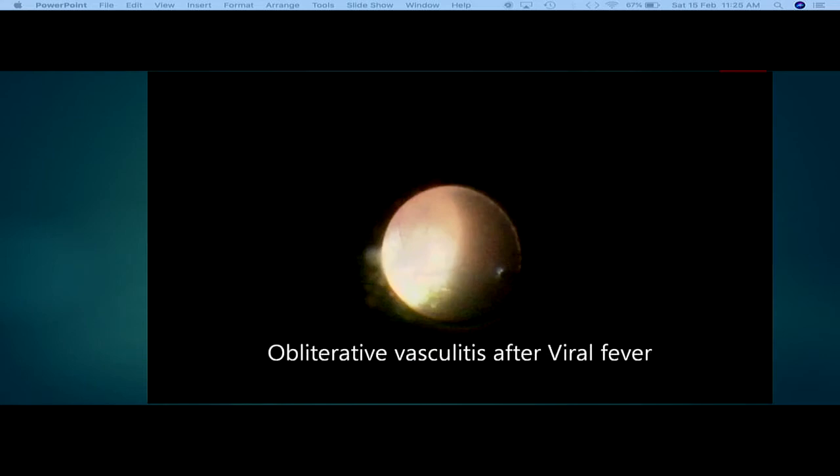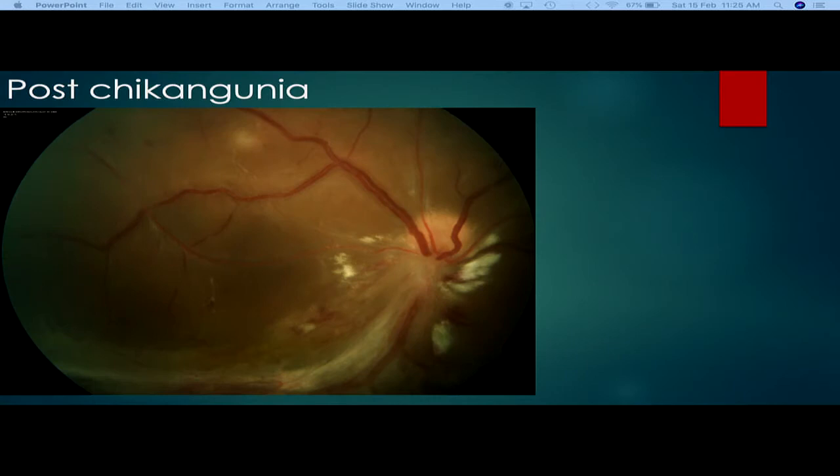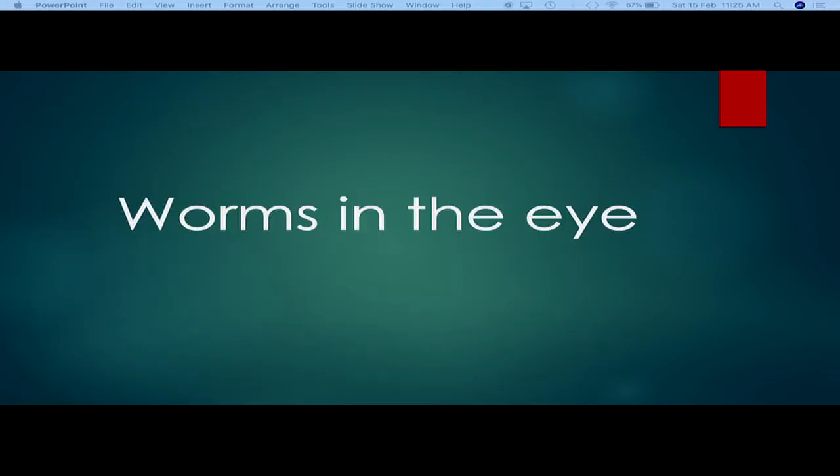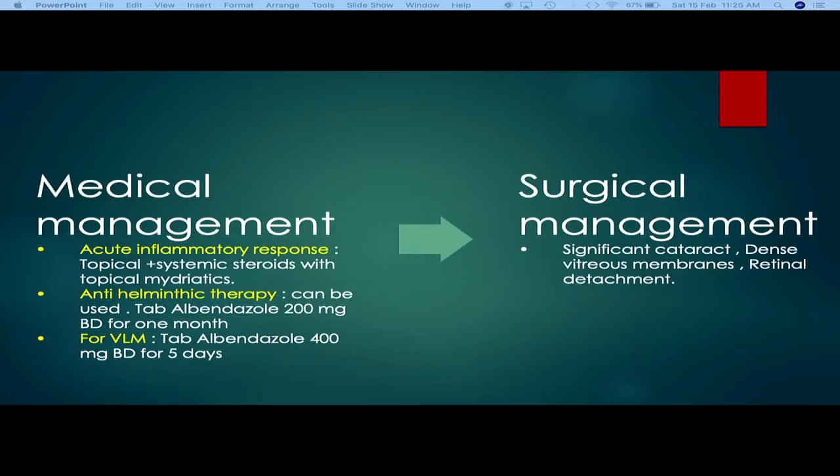There are cases which we have seen with obliterative vasculitis post-viral fever. This one was post-chikungunya, and also panophthalmitis following dengue fever. So ophthalmomyiasis is not uncommon because we are a tropical country and we see a lot. The basic idea is to control the intraocular inflammation and start anthelminthic treatment.